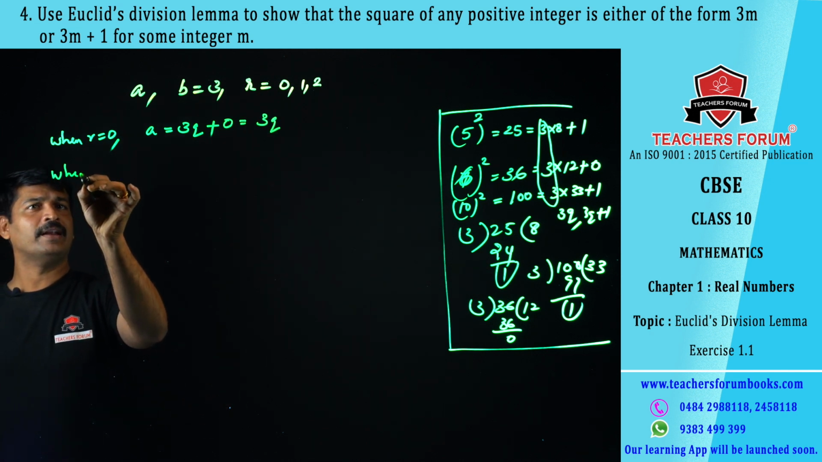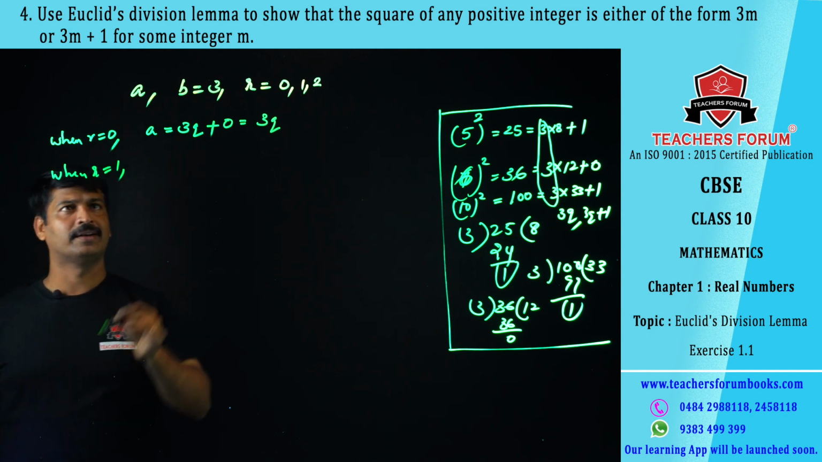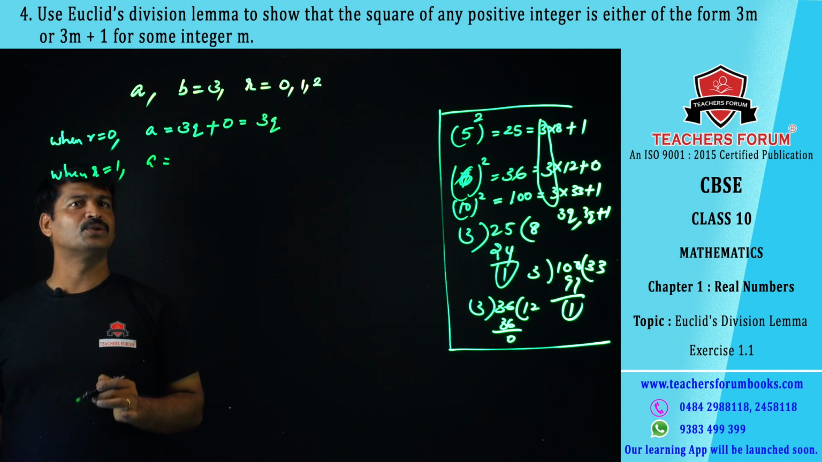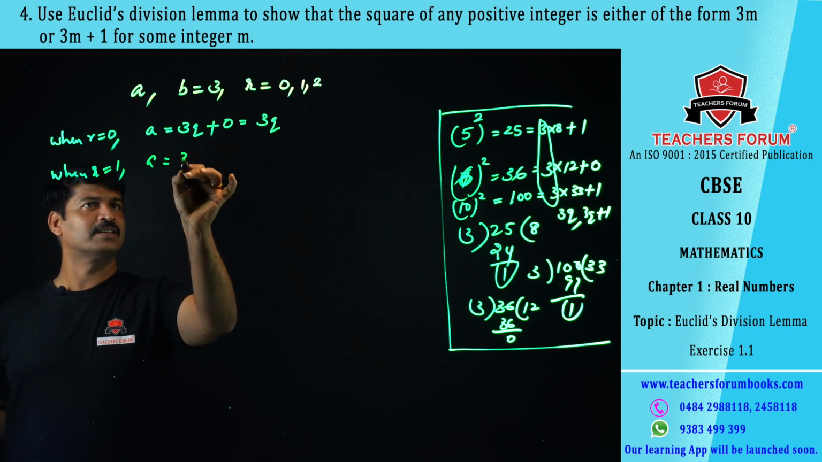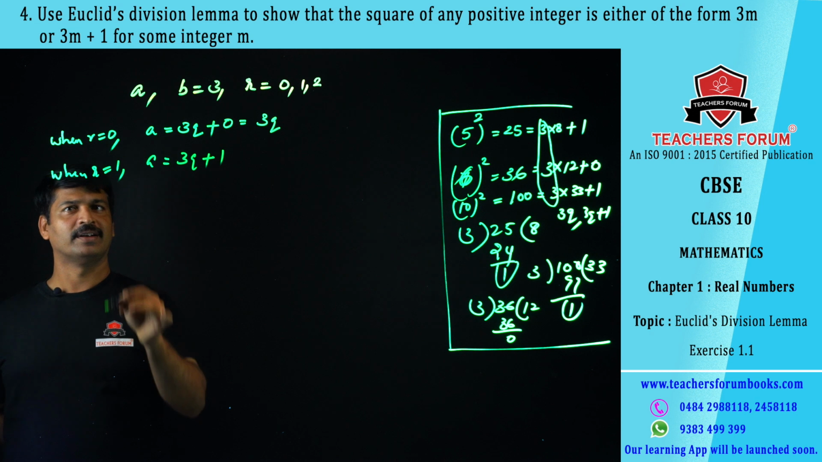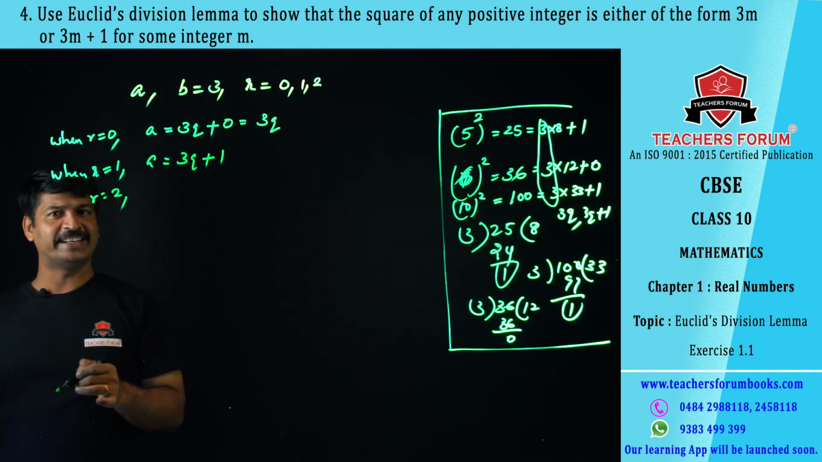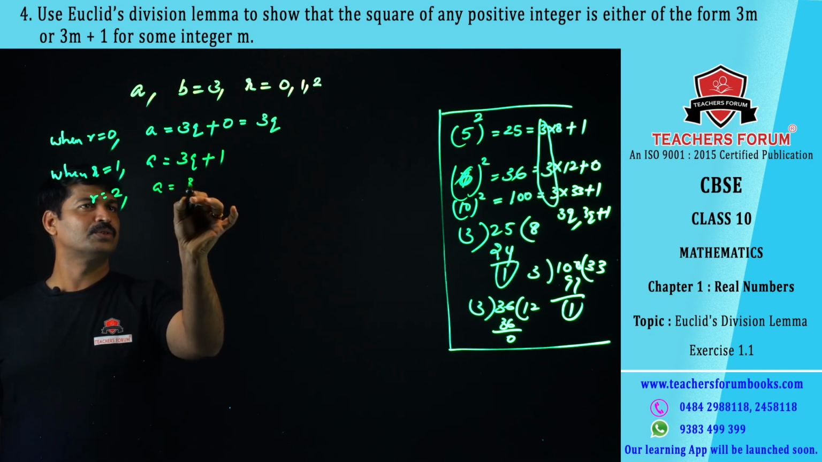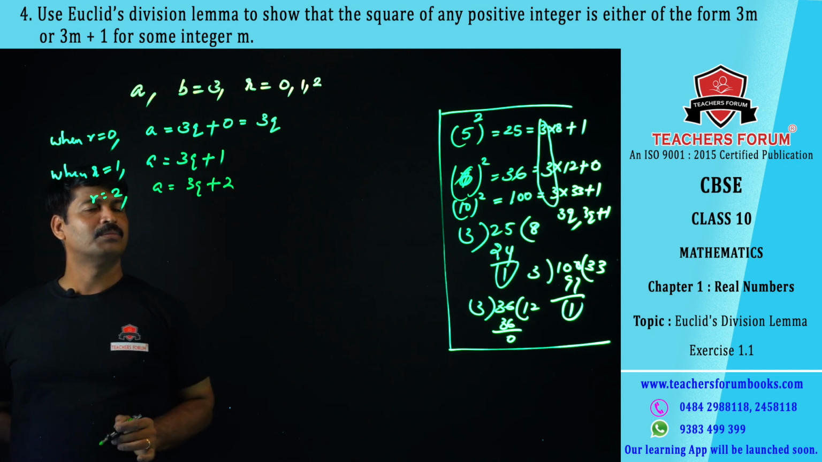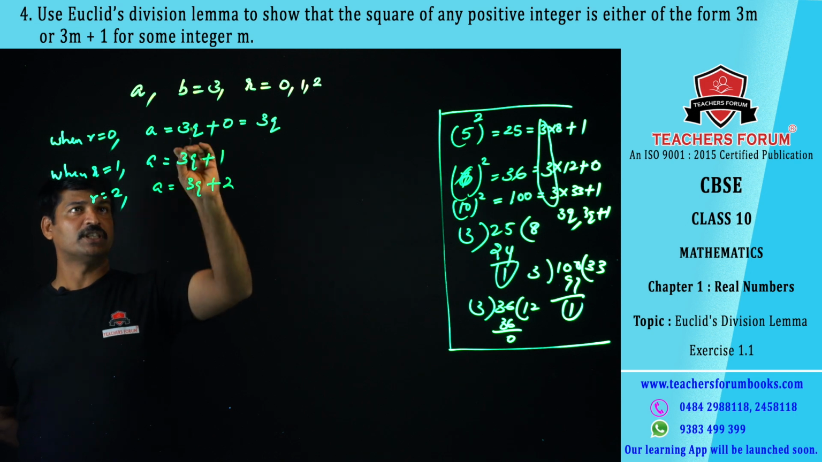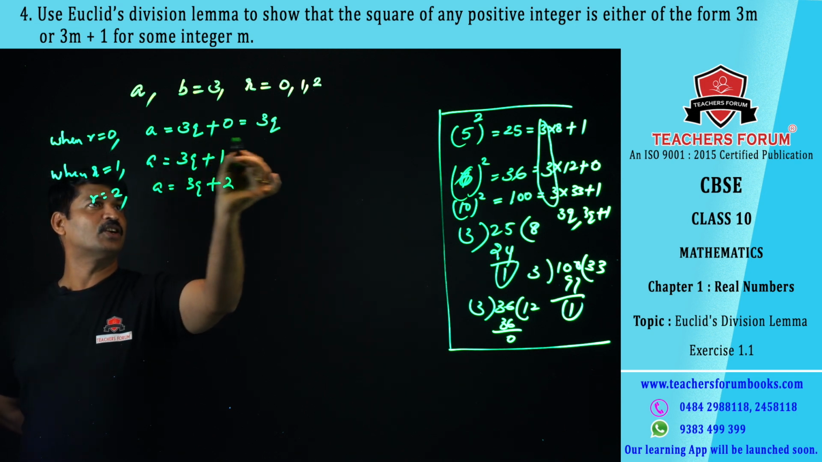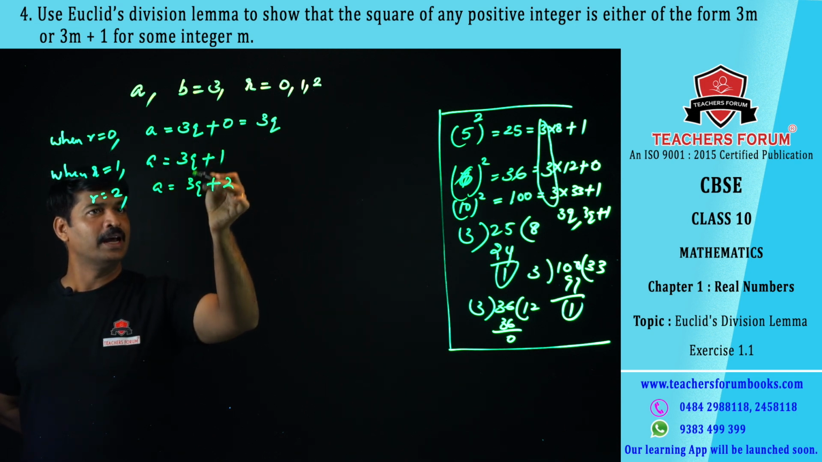Now, let us see when r is equal to 1, what is a? a is equal to bq plus r, that is 3q plus 1. When r is equal to 2, what is a? a is equal to 3q plus 2. But it is given that square of any positive integer. So the positive integer a is equal to 3q, 3q plus 1 and 3q plus 2.